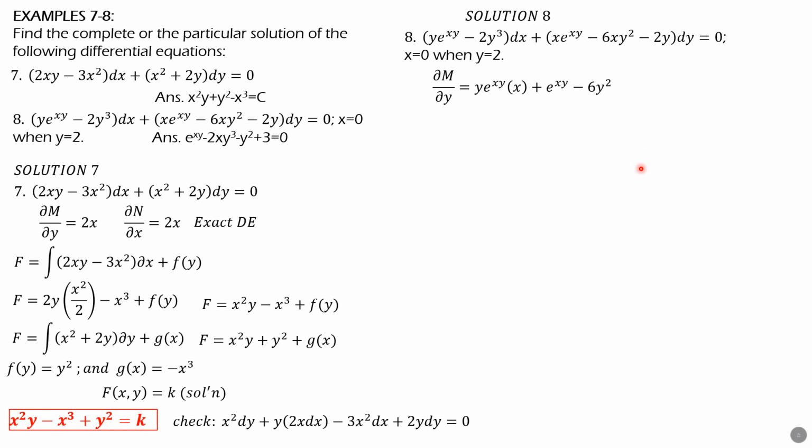So it's the same. The partial derivative of N with respect to x is x e to the xy times y plus e to the xy, since the derivative of y with respect to y is 1. Then minus 6y squared, constant, derivative of x is 1, so then minus 6y squared. The derivative of negative 2y is 0. So they are equal, they are the same, therefore the given differential equation is exact.